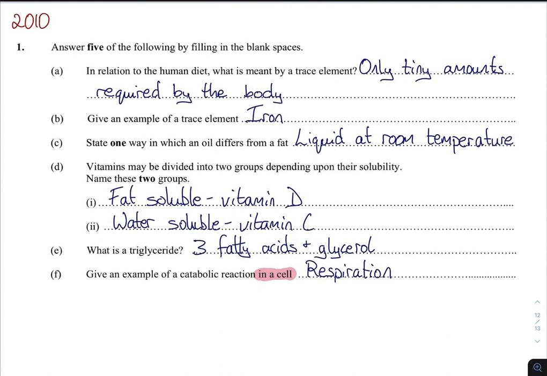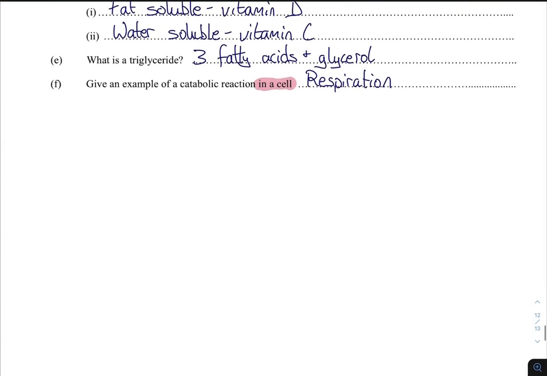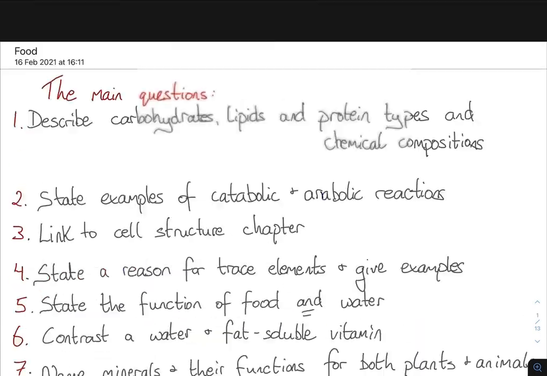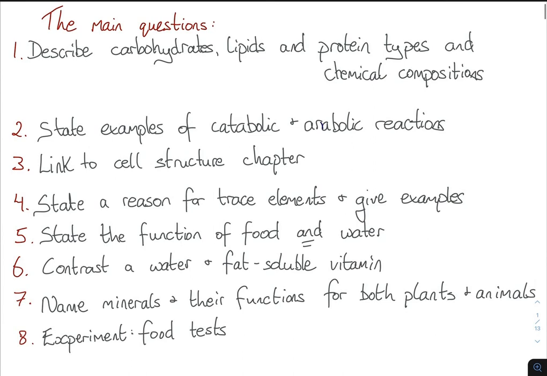And give an example of a catabolic reaction in a cell. Now, if it's referring to in a cell, digestion is no good. In the body, yeah, fair enough, digestion. But if it refers to in a cell, has to be respiration. A lot of students would have got caught out on that one. Okay, so just going back up to the top there, you can see actually all the main questions were asked multiple times. It's a very common chapter to come up, and it's definitely a chapter that all students should be attempting to get full marks in.